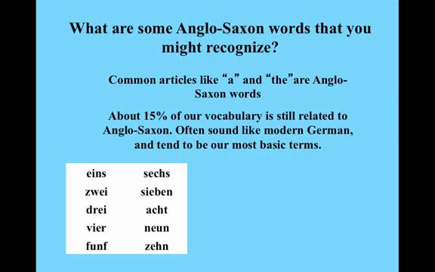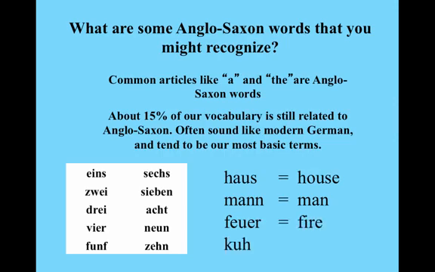Some other words in German that also share roots with our words in English are this. Can you guess what that means? If you guessed house, you're right. This means man. This, Feuer, means fire. And this, Kuh, means cow. So you can start to hear the similarities in these very basic English words and how those go back to the same roots of modern German.